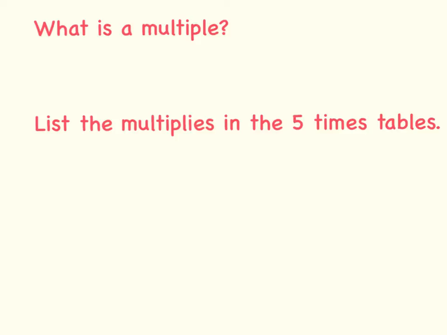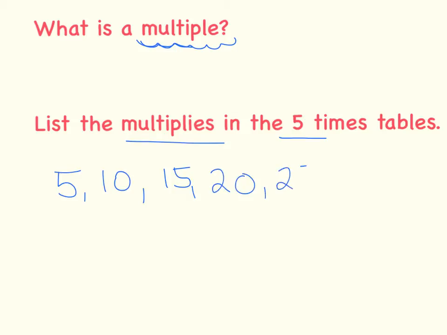Okay, so I guess the first question is, what is a multiple? We've met this several times in primary school, and we've met it in our times tables books. All of those numbers, the 4 times tables, the 5 times tables, the 6 times tables, they were all multiples. So the first question says, list the multiples in the 5 times tables. We start off with 5, 10, 15, 20, 25, and so on. They are the multiples of the 5 times tables.